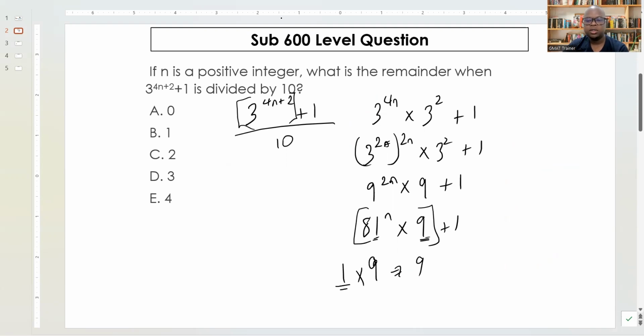Now, 1 here is a units digit, so we can add 1 to this one, and you'll get a 10. That means whatever expression you'll have will be a multiple of 10. That's what it means, a multiple of 10. So the remainder will be 0. So plus 10 divided by 10 will actually have a remainder of 0. And that is how you'll find the answer to be 0.